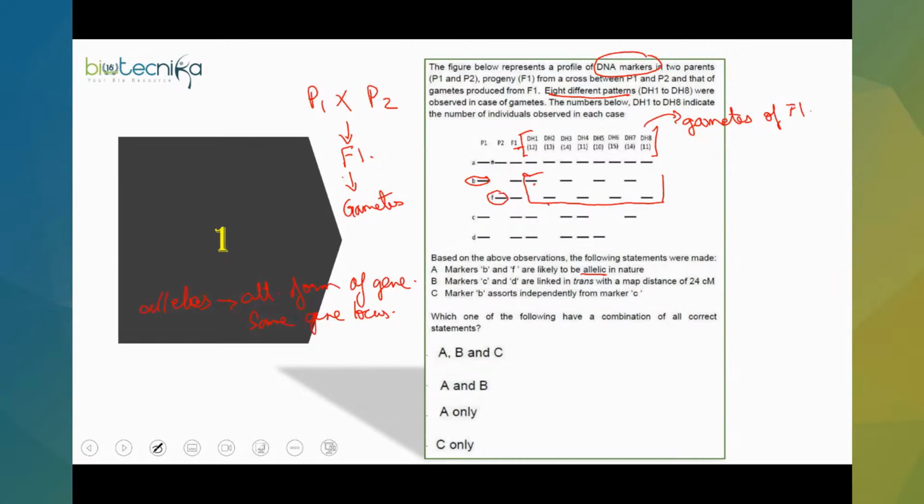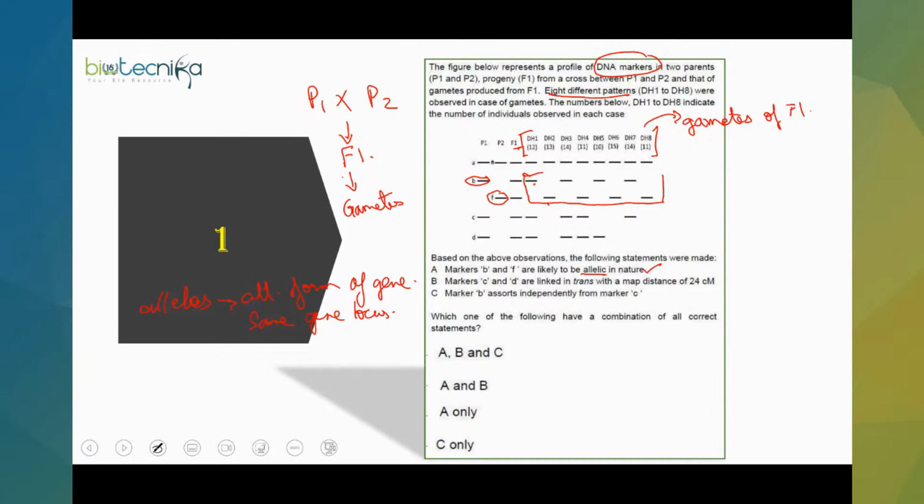What does that mean? That they might be alleles of each other. That is why they are segregating into different gametes. They will never come together, because the chromosome number will be halved here. So B and F might be allelic in nature because they are segregating at the time of gamete formation. So statement A can be correct.